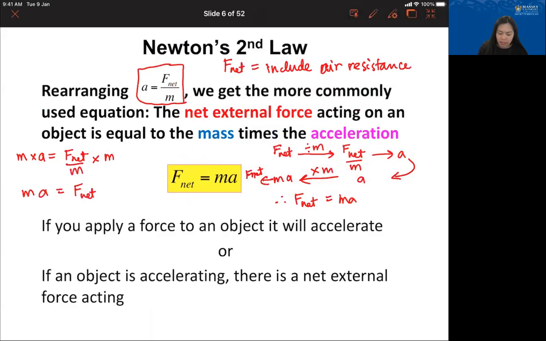So this is the more commonly seen form of Newton's second law of motion, F net equals mass times acceleration, which is probably more intuitive if you think about it. If you're applying a force on an object, it will accelerate, or it means that if the object is accelerating, there's a net force acting on it.